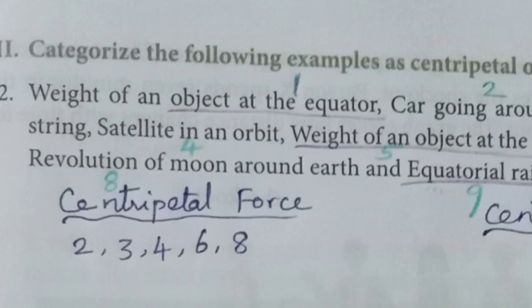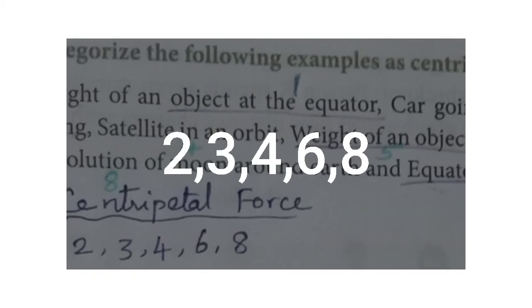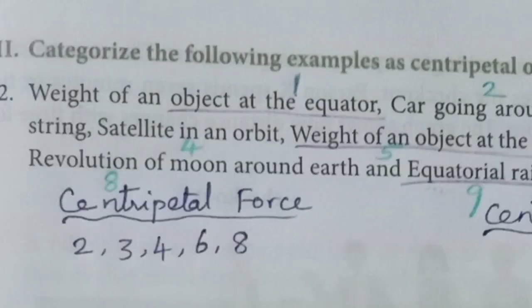Third, categorize the following examples as centripetal or centrifugal force. Weight of an object at the equator, car going around curve, swing something from a string, satellite in an orbit, weight of an object at the poles, roller coaster, spinning of top, revolution of moon around earth and equatorial railway. Centripetal forces are car going around curve, swing something from a string, satellite in an orbit, then roller coaster, then the last one, revolution of moon around earth.